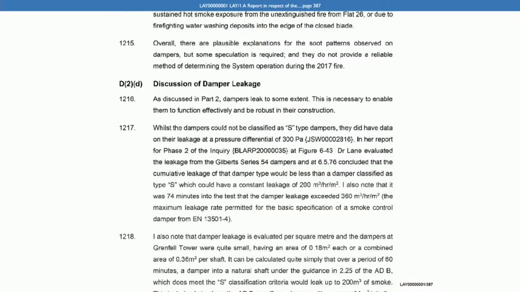I also note that it was 74 minutes into the test that the damper leakage exceeded 360 metres cubed per hour per metre squared, the maximum leakage rate permitted for the basic specification of a smoke-controlled damper from EN 13501 Part 4. Now, in other words, I think what you're saying is the Gilbert's damper leaked at different rates at different points in the test, but the averaged leakage rate over the test period was under 200 cubic metres per hour per square metre. Is that right? Yes, yeah.